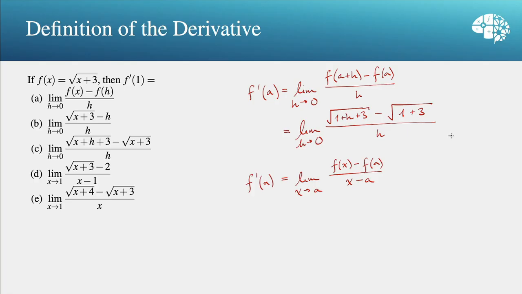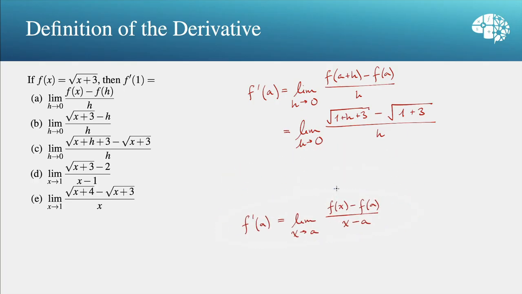Let me move this down to get a little more space here. Let's simplify just a little bit. We have the limit as h approaches 0. Here we have the square root of 1 plus h plus 3, which is the square root of, well, 1 plus 3 is 4, so 4 plus h. And then minus the square root of 4, which is 2, all over h.